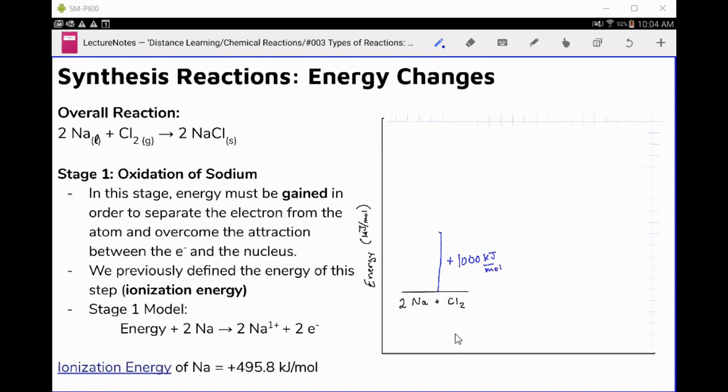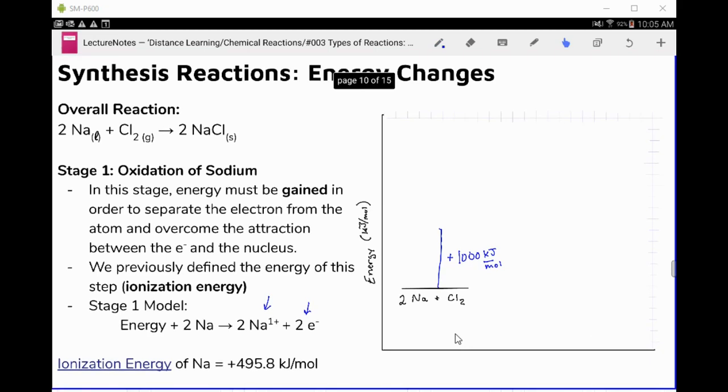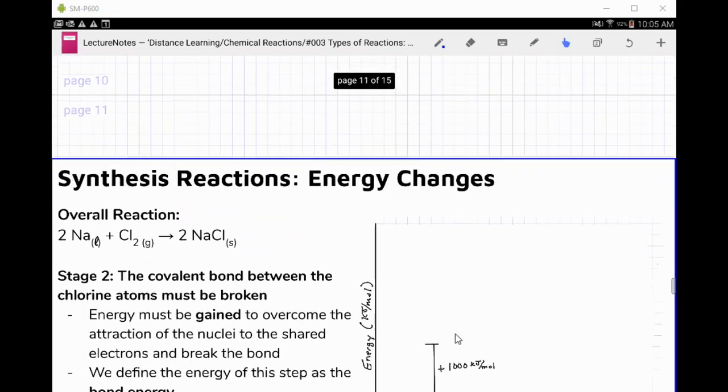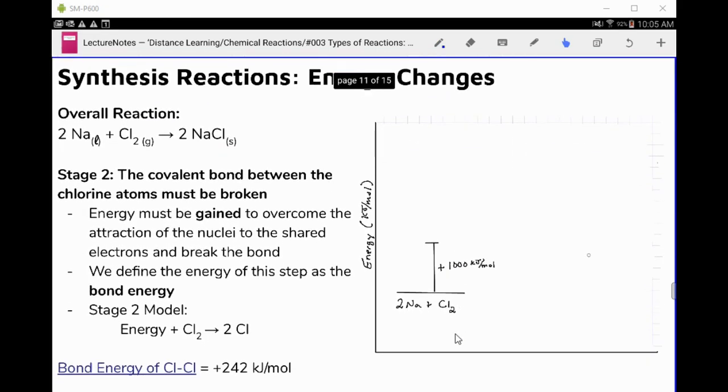Now, once that step occurs and we've gained that much energy, we have our sodium ions and we have our free electrons. And we know that those electrons are going to be going to the chlorine. So let's go into the next stage, stage 2. In stage 2, we have our 2 free electrons, but they can't go to the chlorine yet because right now the chlorine is currently bonded to something else. It's currently bonded to itself to make that molecule of Cl2, our diatomic molecule.